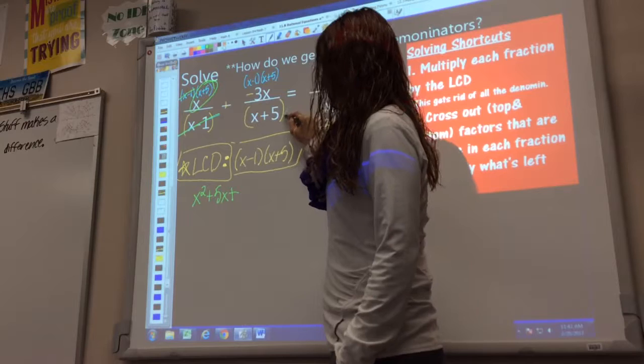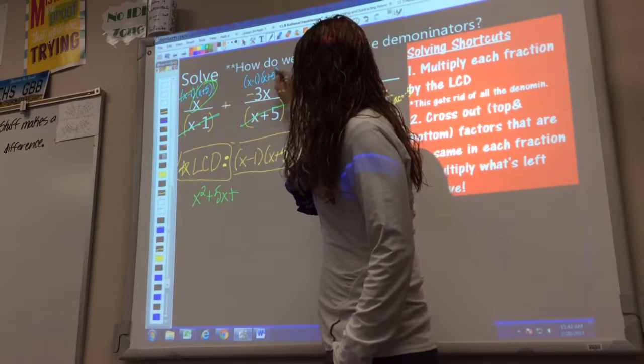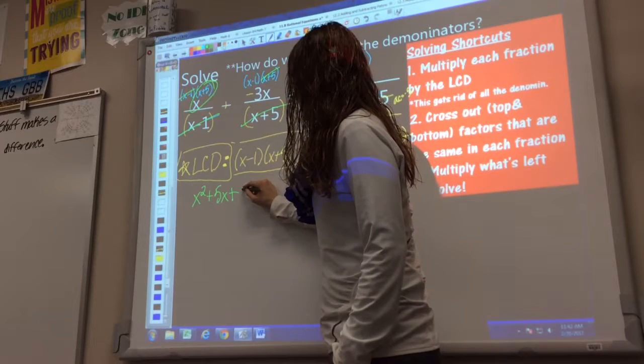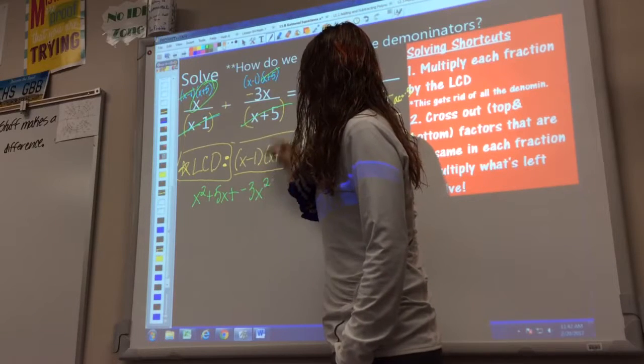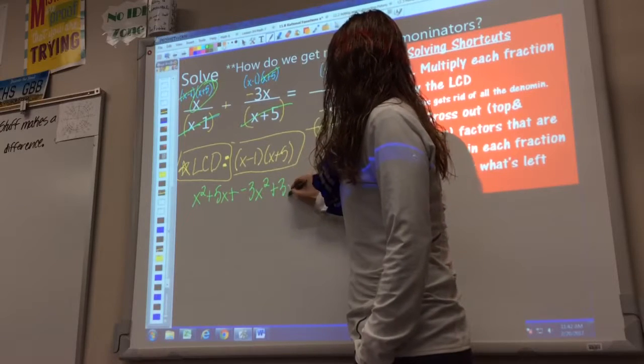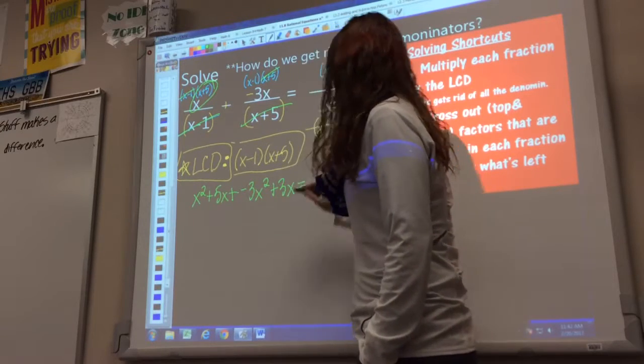What crosses out for our second one? X plus 5. Yeah, and then we just have to distribute a negative 3x. So negative 3x times x is negative 3x squared. What's negative 3x times negative 1? Plus 3x. Then we have our equal sign.